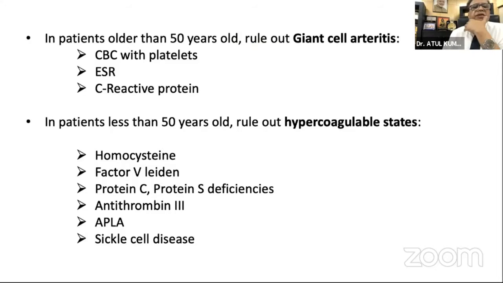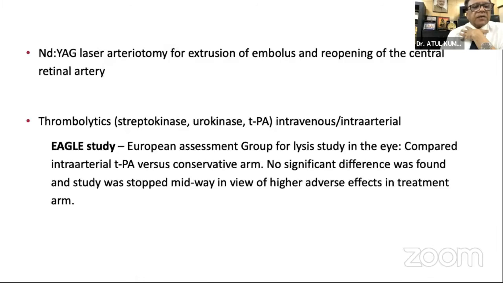In patients older than 50, you have to rule out giant cell arteritis: get the C-reactive protein, ESR, and counts with platelets. In those less than 50, rule out homocysteine levels, because homocysteine is notorious for producing vein occlusions and arterial occlusions. If there's a vitamin deficiency, B6, B12, start the patient on supplements. Factor V Leiden, protein C, protein S deficiencies, antithrombin III, APLA, sickle cell disease: all these hypercoagulable states and clotting factor deficiencies have to be taken care of.